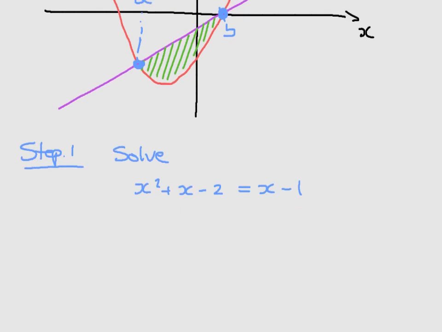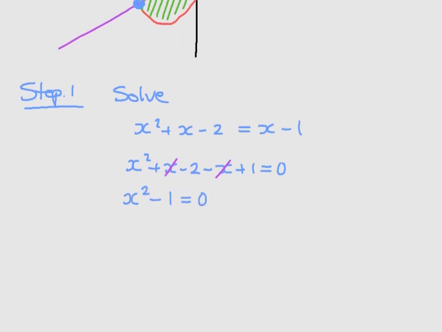So let's get started. Gathering all the terms on the left-hand side leads us to x squared plus x minus 2 minus x plus 1 equals 0. And we can see right away that the two x terms cancel out, and negative 2 plus 1 is equal to negative 1. That leads us to x squared minus 1 equals 0. Carrying on, we obtain x squared equals 1, which remember has two solutions, x equals negative 1 and x equals 1.